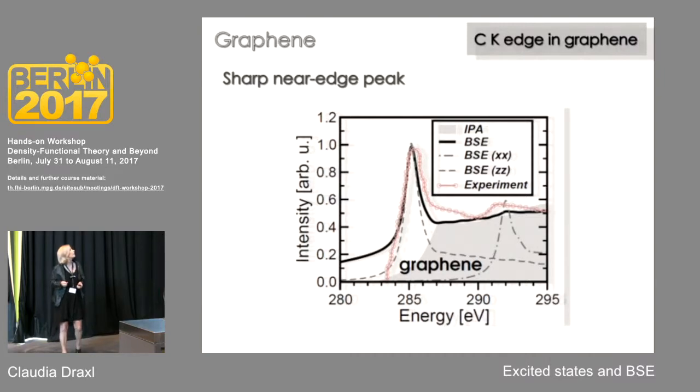So you have a very sharp near edge peak in this material. And this is very indicative for many materials because core electrons are less screened or are more localized, let's put it like this. And that's why in core excitations, electron-hole interactions play an even more crucial role than in the valence range. And we will see now that the binding energies are even larger than in the valence spectra.